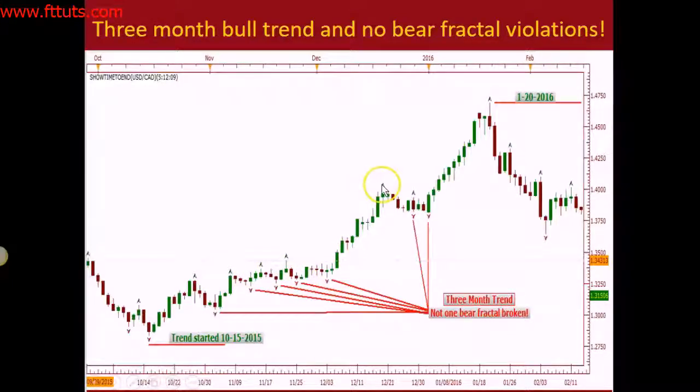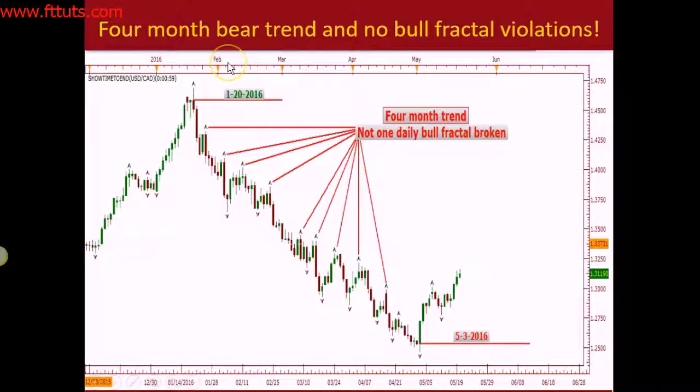And then you can see the market goes to the upside. Here are two more bear fractals, never violated them, but we are violating bull fractals. All right, and then the market ends up here on 1/20 in 2016 with a bull fractal. Started with a bear fractal, ended with a bull fractal, and we did not violate that level. And then we'll see what the market does from that point on.